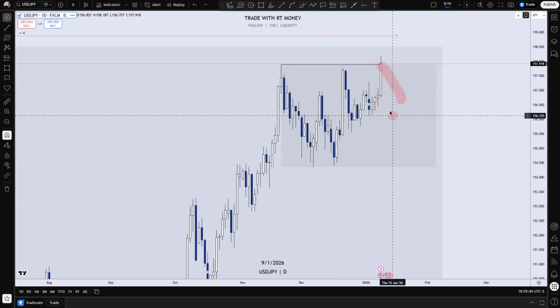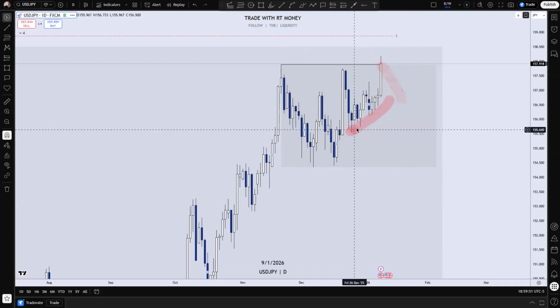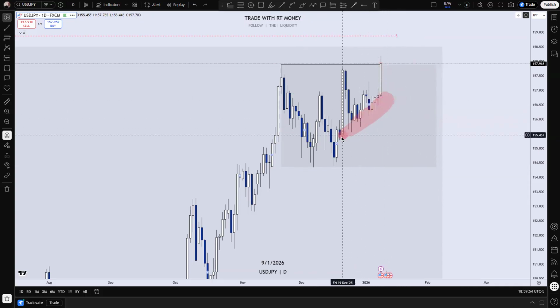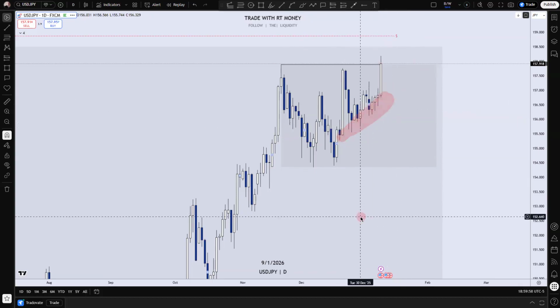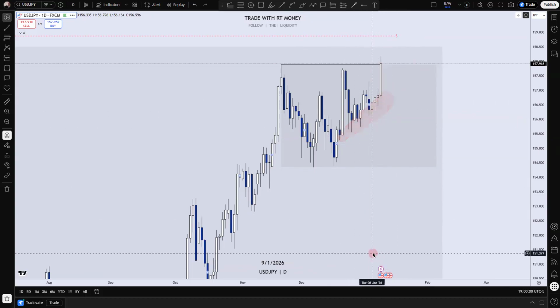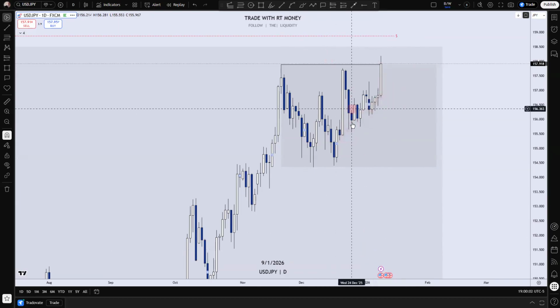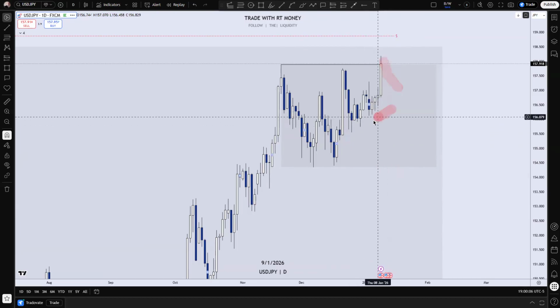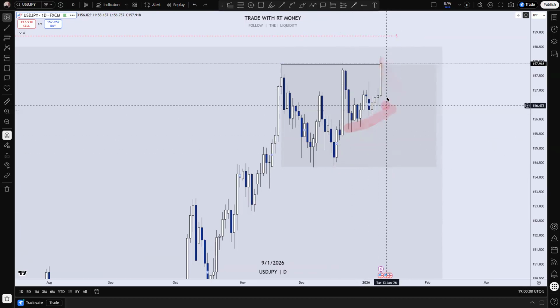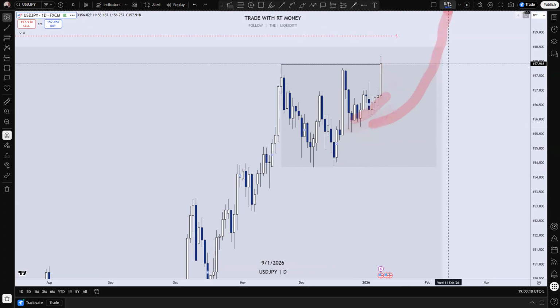I'm looking for a pullback, and these ascending lows here are going to act as liquidity draws. All right, little draws for liquidity. If we pull back into it, I would love to see the market swing down lower, sweep this liquidity before it moves all the way up. I'm looking for a pullback and then up. That's what I would like to see.